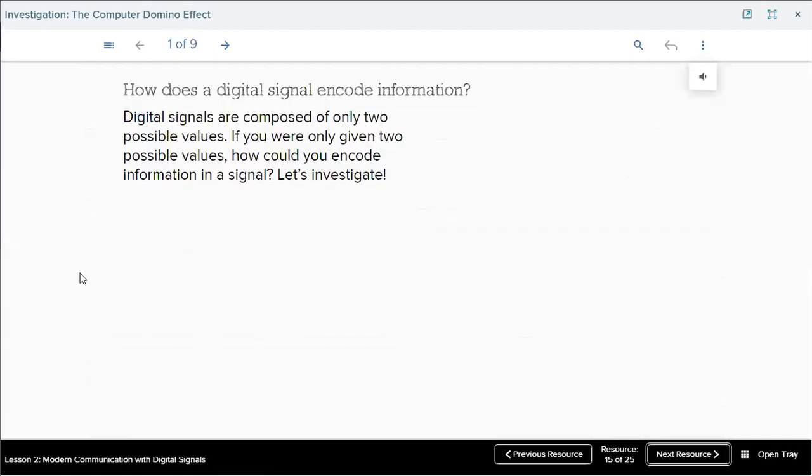The computer domino effect. Okay, let's investigate the computer domino effect. How does a digital signal encode information? Can you read, Muhammad, please? Digital signals are composed of only two possible values. You were only given two possible values. How could you encode information in a signal? Let's investigate.